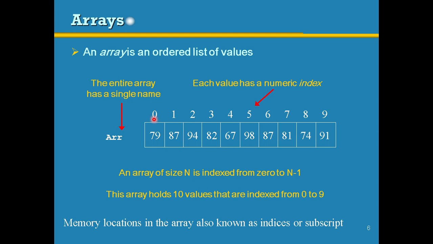Whether the array is having 100 elements, or 2 elements or any number, the starting index will be 0. So the index will start from 0 to the total number of elements, that is the length. The total number of elements minus 1 will be the last index. So here you can see the last index as 9.